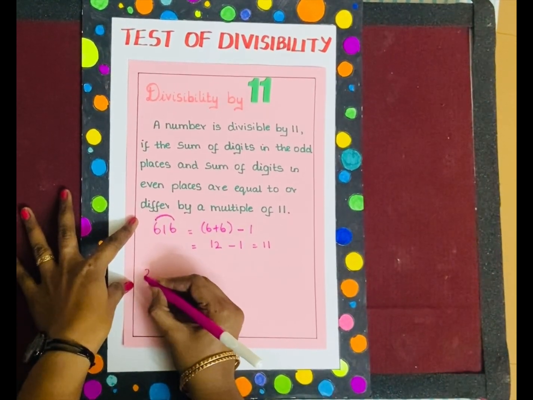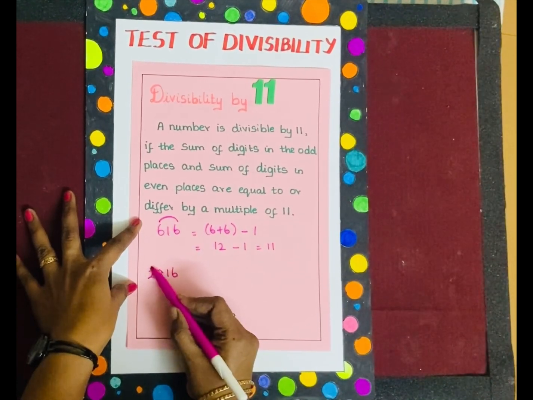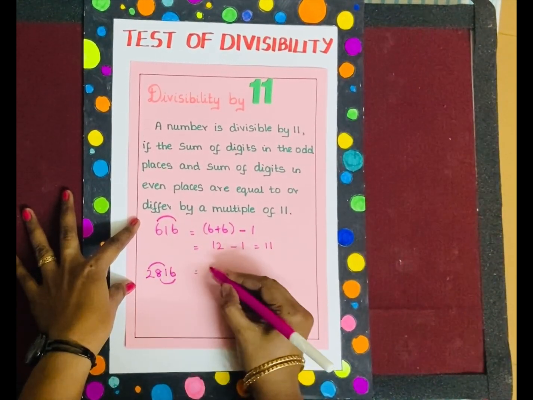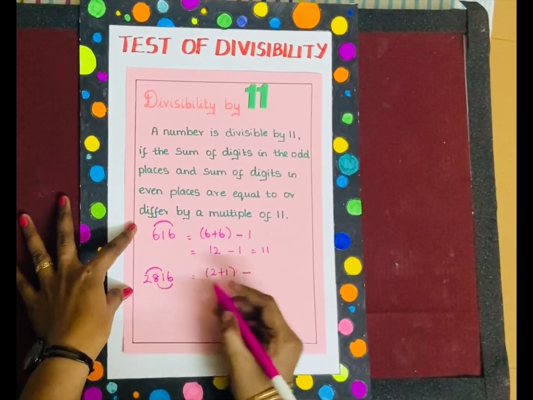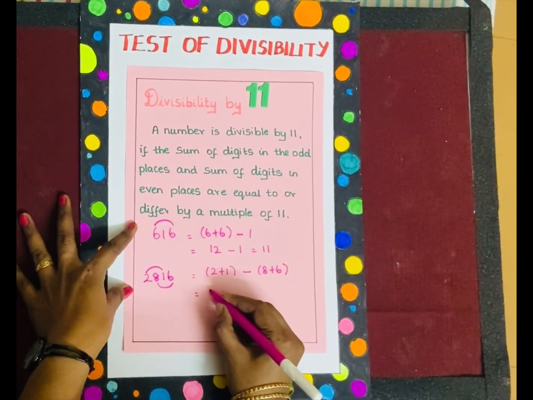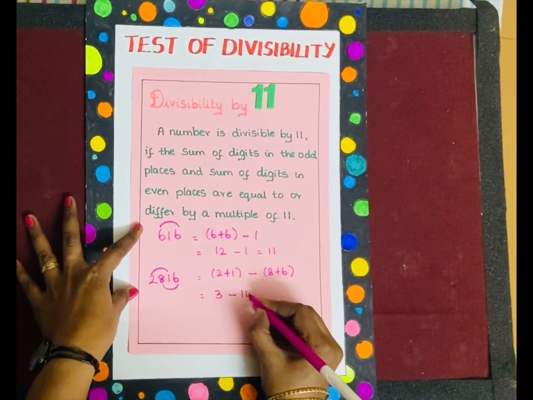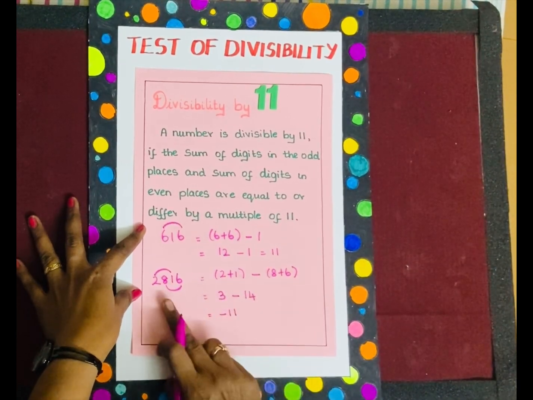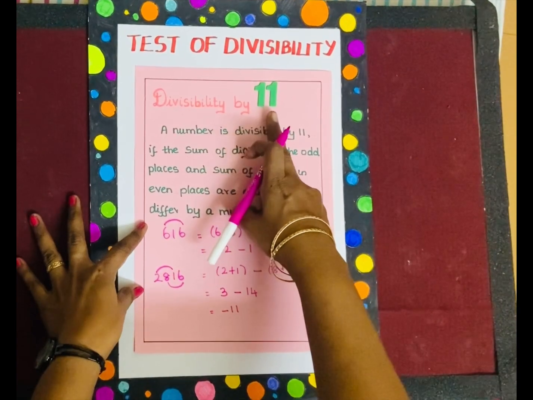Next example, 2816. See, odd places, even places. First we have to add the odd places. 2 plus 1, minus the even places, 8 plus 6. 2 plus 1 is equal to 3. 8 plus 6 is equal to 14. 3 minus 14 is equal to minus 11. So 2816 is divisible by 11.